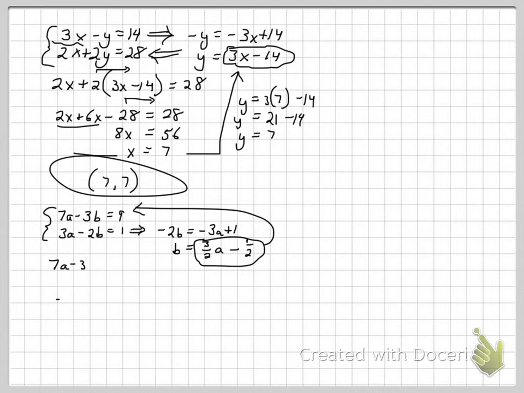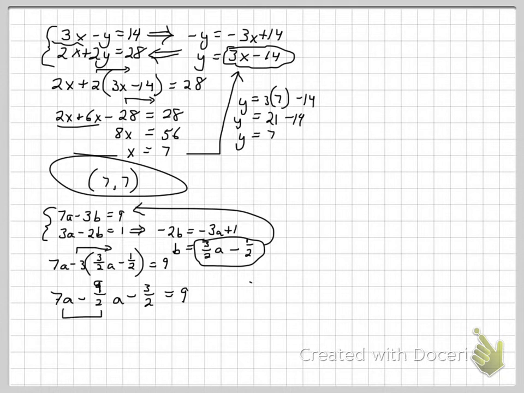7a minus 3 times 3/2 a minus 1/2 equals 9. Notice how many steps there are in these problems. That's going to be your biggest trouble, is any one of these could allow you to take a wrong turn. So you want to be very careful with your arithmetic. 7a minus 9/2 a, that's a 9, minus 3 times the 3/2, okay, equals 9.